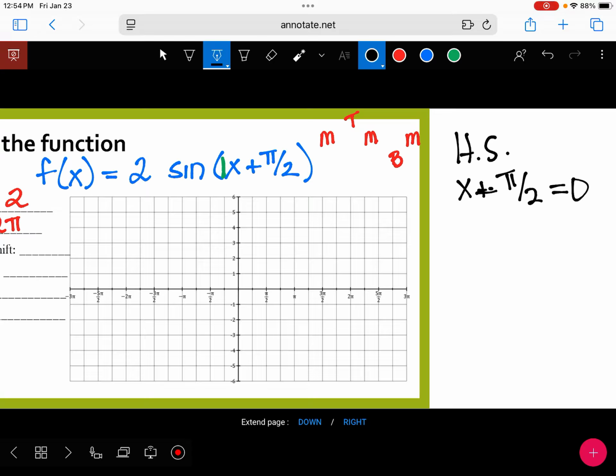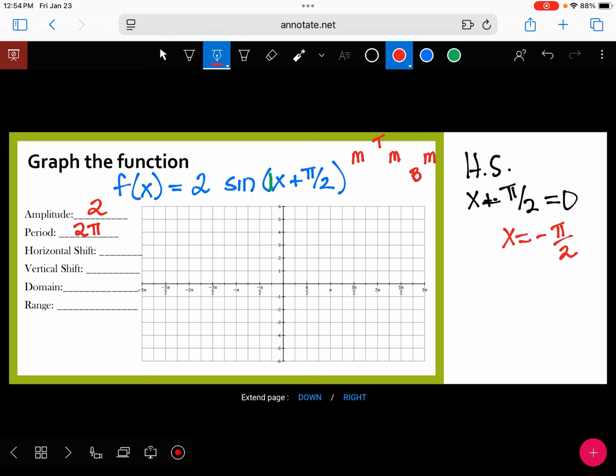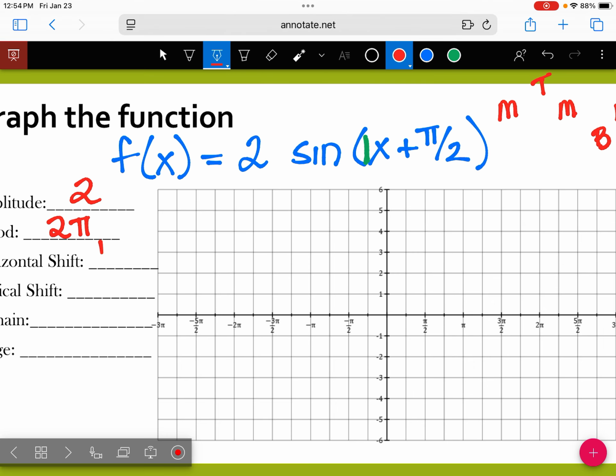So if it's x plus pi over 2, what do we do, add or subtract? Subtract. So we end up with x equals negative pi over 2. And because it's negative, that means I'm going to go left pi over 2, so I'm going to draw a wall at negative pi over 2. And again, these are all optional. I just like to draw a lot of stuff. This is going to be the start, where I'm going to start my wave.